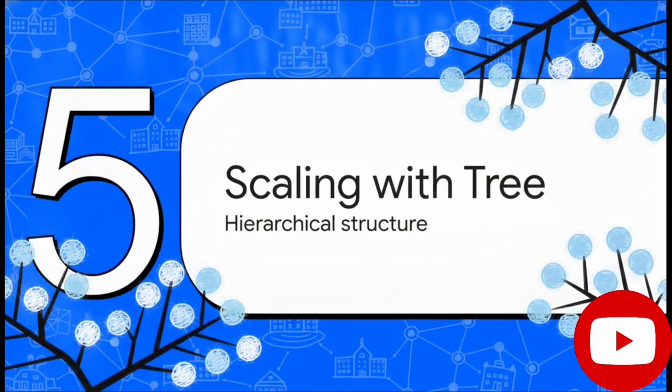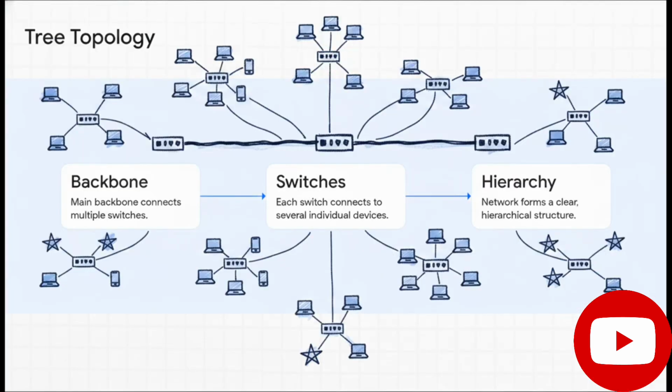Section 5. Scaling up. Tree topology. So how do we build this out when organizations need massive scale, like a major university or a sprawling enterprise network? The tree topology is actually a brilliant hybrid. By combining the central control of a star with the linear backbone of a bus, networks can expand outward hierarchically, almost like the branches of a giant tree.